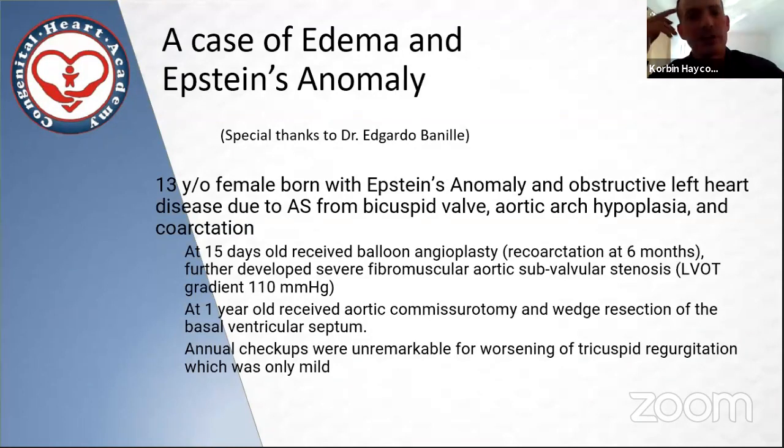At 15 days, she'd gotten a balloon angioplasty, although she developed recoarctation at 6 months. She further developed severe fibromuscular subvalvular stenosis, with a pretty high trans-LVOT gradient of 110 millimeters. At 1 year, she received an aortic commissurotomy and wedge resection of that subvalvular stenosis. The Ebstein's was just treated conservatively. Annual checkups were unremarkable for any worsening of the tricuspid regurgitation, which was only mild.